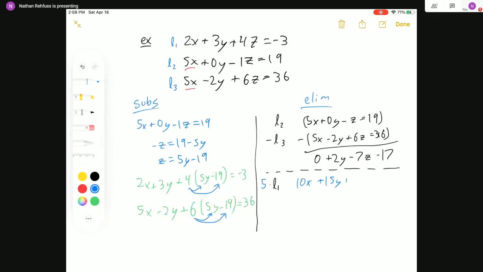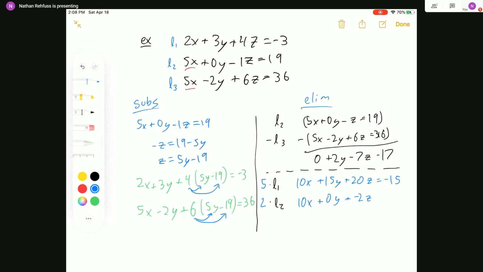And now line 2 has a 5x in it. So I'm going to multiply it by 2 to get 10x. 0y times 2 is still 0y. Oh, not y, z. And -1z times 2 is -2z. On the right side, we have 38.